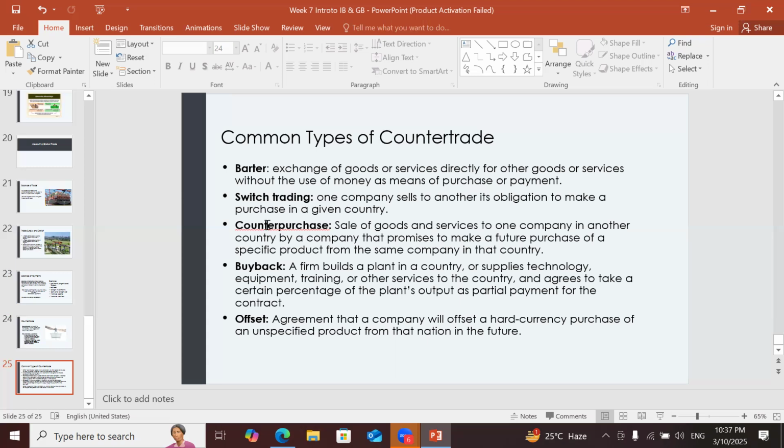Swiss trading: one company sells to another company its obligation. A company is unable to run the business, so it tries to sell to another company. That is merger or acquisition based, a business combination. In this situation, one company takes over the other company's liabilities, or helps it to survive in the business area. Okay, this is the source of trading.